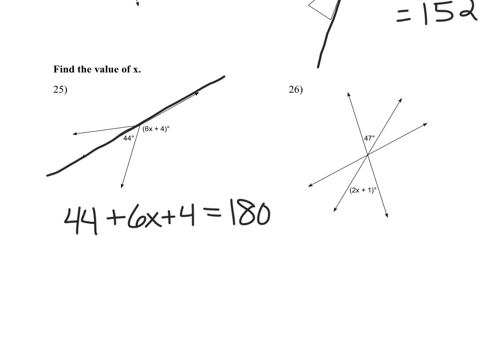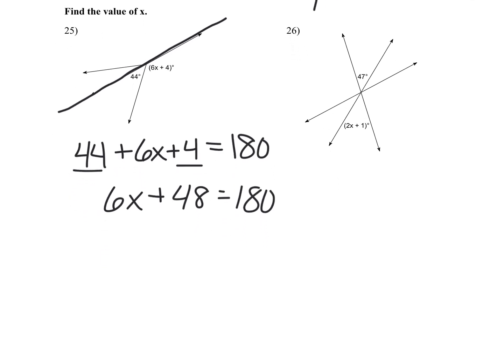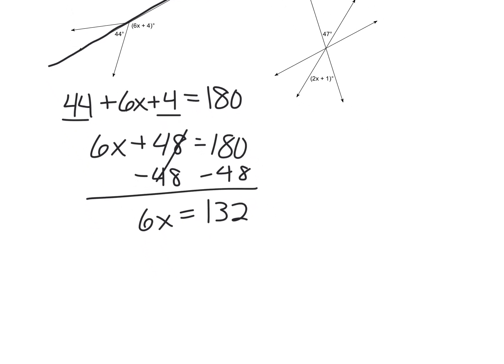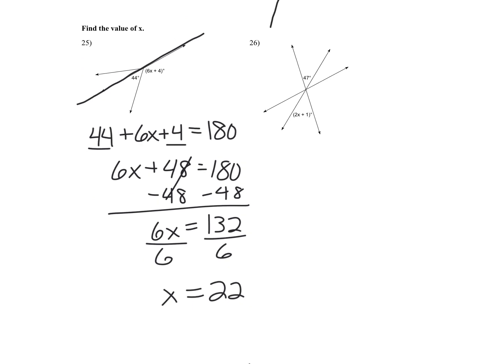What's our first step for solving for x? Do like terms first. So we have 44 plus 4, which is what? 48. 48 plus 6x equals 180. What's my next step? Subtract 48. What's 180 minus 48? I'll help you out. It's 132. So 6x equals 132. What's the last step? Divide by 6. x equals 22. That's it. You don't have to plug it in or anything, you just got to get what x equals. Okay? We'll do the last one together.